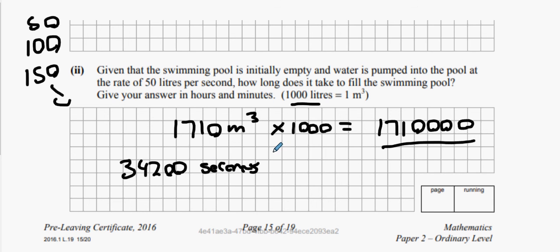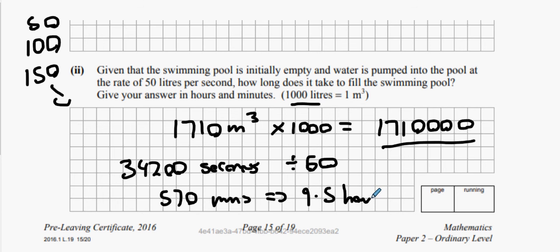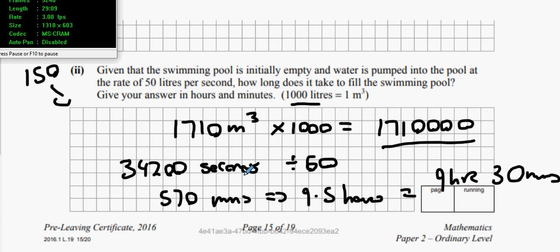Now, we don't want the answer in seconds, do we? Divide that number by 60 to turn it into minutes. 570 minutes. Divide that by 60. And you get 9.5 hours, which is 9 hours and 30 minutes. Okay, guys.